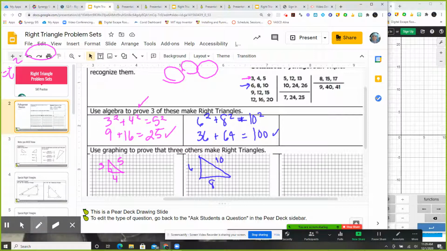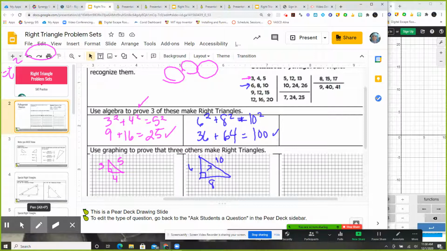Wait, 36 plus 69 equals 100. Plus 64. 8 squared is 64. Oh, it's a 4. Yeah, that's a 4. I'm glad you called me out. And remember, your hypotenuse is always the longest side.